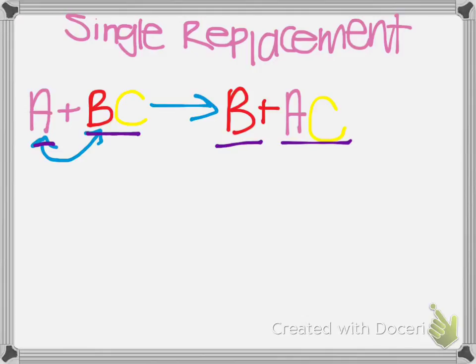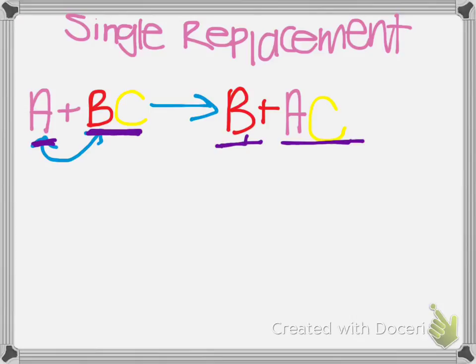The next reaction is called single replacement. In this reaction, there is one lone element, A, that reacts with a compound, BC, and that would make B plus AC. So basically, in this kind of reaction, each element with a positive charge will switch, or each element with a negative charge will switch, depending on the situation.